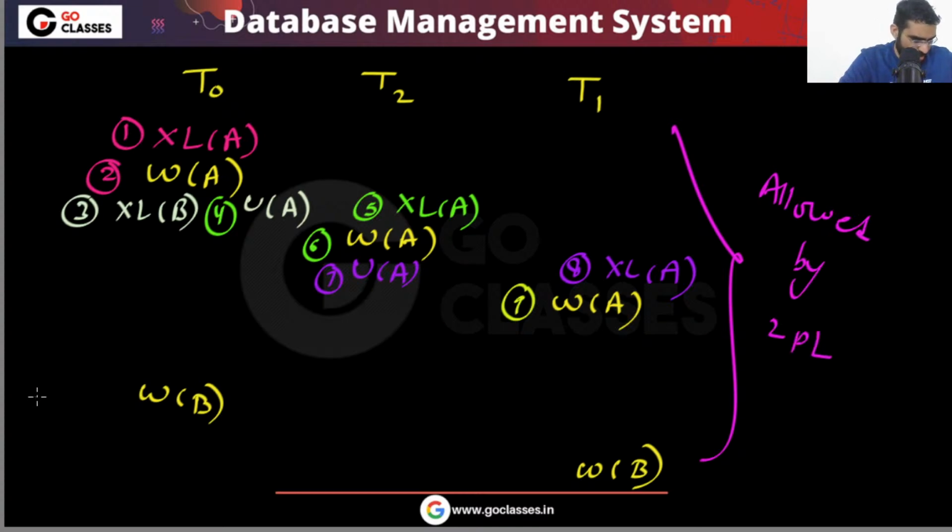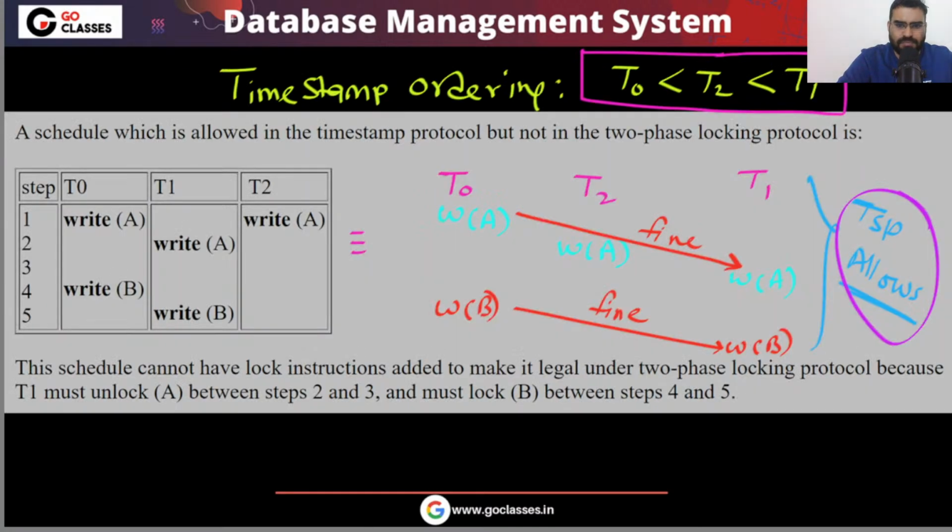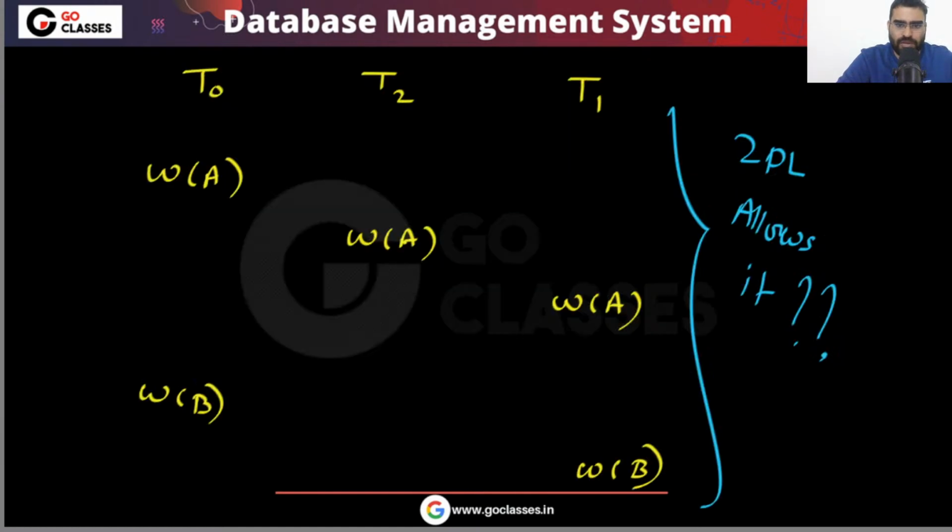Okay, there is no problem here actually. This is allowed by 2PL because you can just do this, and then you can unlock B, and then you can take an exclusive lock on B, and then you can do this. So this is actually allowed by 2PL. So I think this example will not work. So we need to find some other example.